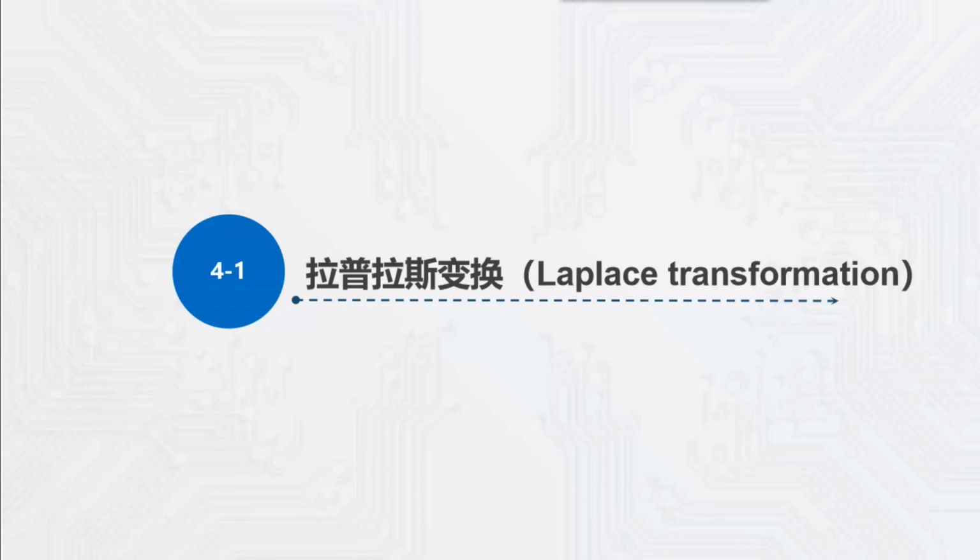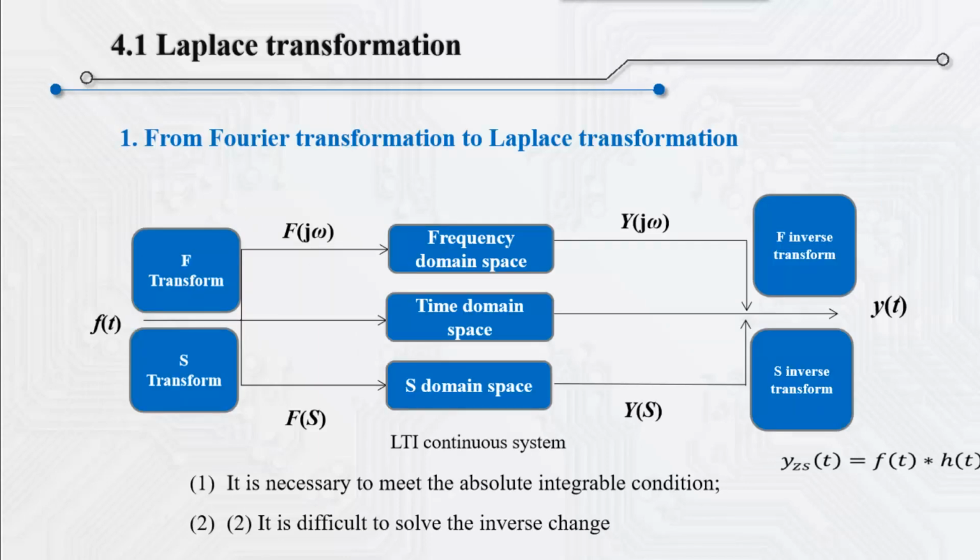Part 1, Laplace transformation. We had taught time domain analysis and frequency domain analysis of LTI system in the last two parts. Time domain analysis uses impulse signal as the basic signal. Any input signal can be decomposed into a series of impulse signals. The zero-state response of the system is the convolution of the input signal f(t) and the system impulse response. That is, y(t) is equal to the convolution of f(t) and h(t).